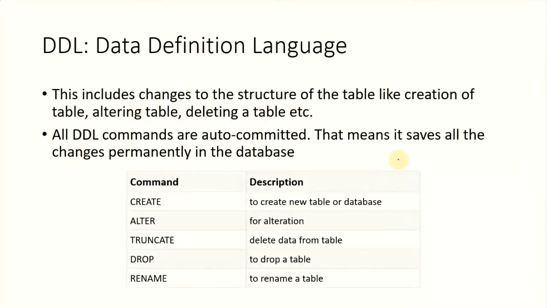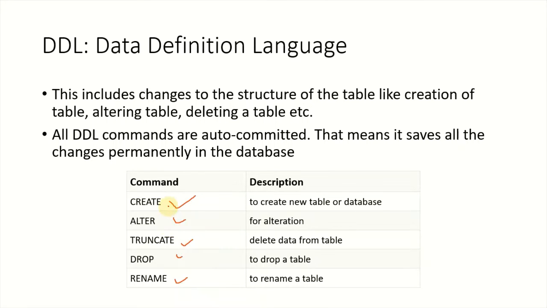So when we deal with the objects of a database, that thing must be under DDL. All DDL commands are auto committed. Once you execute one, it will definitely save all the changes permanently in the database, and these changes cannot be reverted. Here we have some queries in DDL. The first one is create, second alter, third truncate, then drop, and the last one is rename.